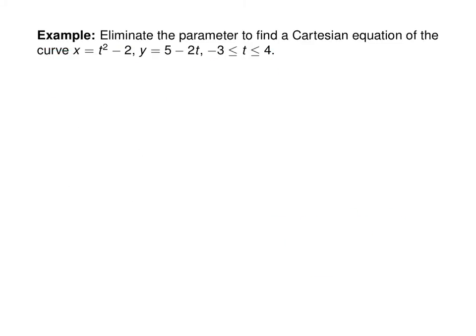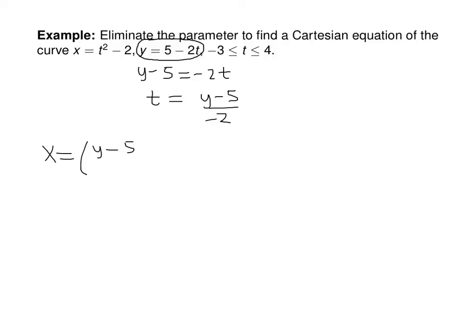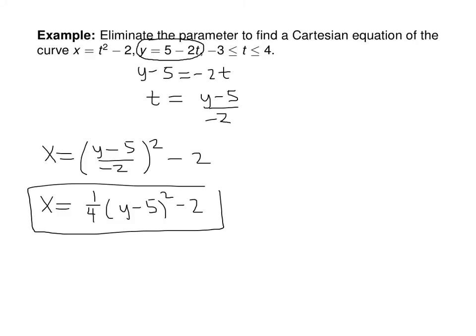Alright, let's eliminate the parameter in this curve. x equals t squared minus 2 and y equals 5 minus 2t. So I think it's easiest to isolate t in this equation. y minus 5 equals negative 2t. Therefore, t is equal to (y minus 5) over negative 2. And so x will equal ((y minus 5) over negative 2) quantity squared, minus 2, which you could write as 1/4 (y minus 5) squared minus 2. So we have a sideways parabola.